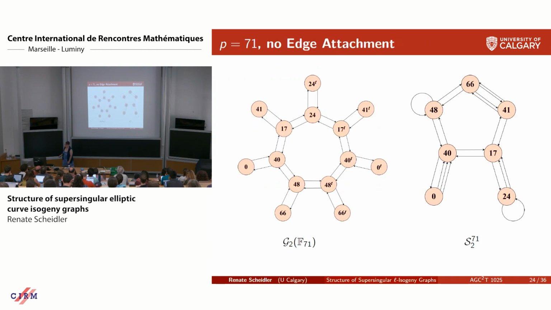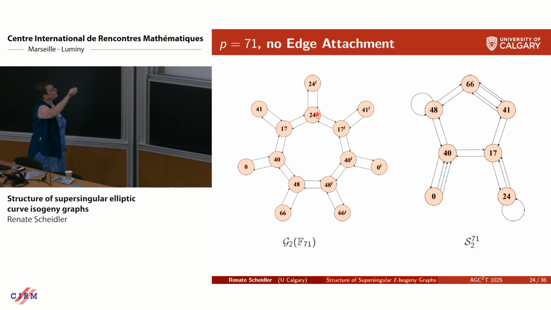So let me give you two examples. This is the case P equals 71, and here you have no edge attachment. The 2 graph of F71 looks like this. So it's this cycle with these things hanging off. And you see here, for example, here's 24 and its twist, they get identified to 1, etc. So this is what the spine looks like, and because it's only one component, of course there's no edge attachment, right?